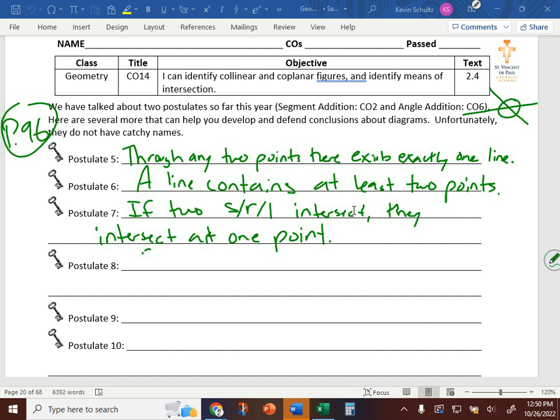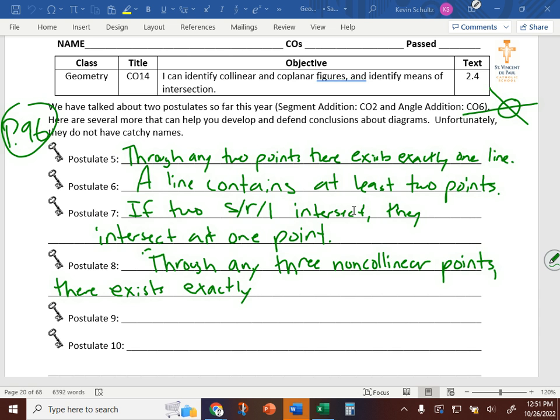Postulate 8. Through any three non-collinear points, I know, but I have to stand here to write it, calm down. Through any three non-collinear points, there exists exactly one plane. Through any three non-collinear points, there exists exactly one plane.